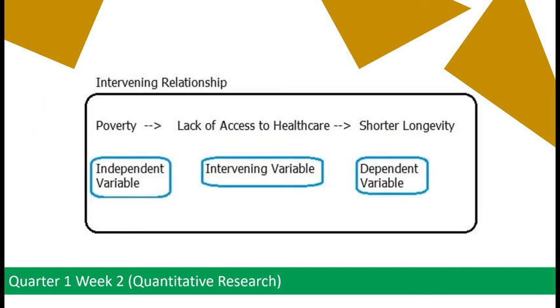Being poor may not necessarily lead to a short lifespan. The association of being poor with a shorter lifespan may not necessarily be attributable to poverty, but may rather be due to a consequence of poverty, which is the lack of access to healthcare. Therefore, the lack of access to healthcare is the intervening variable.